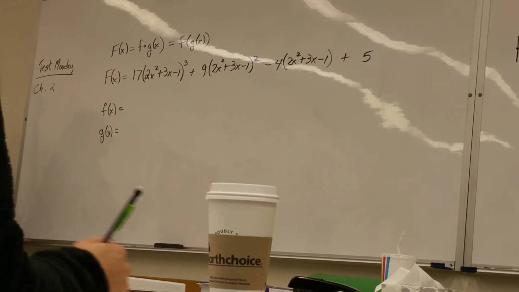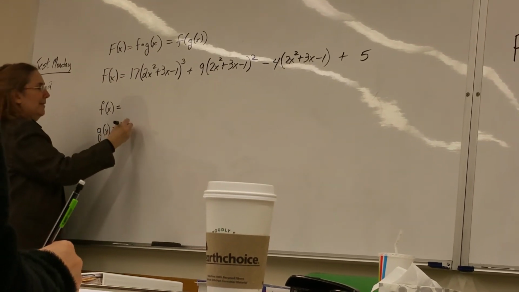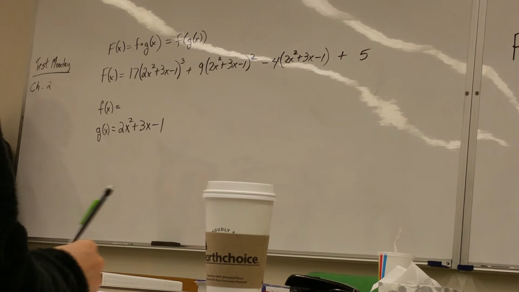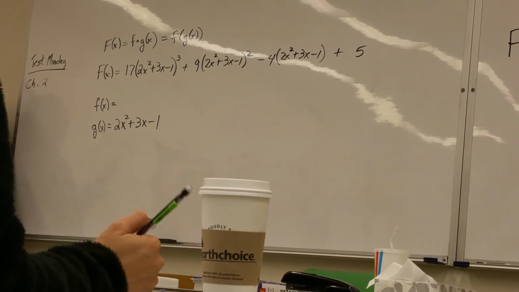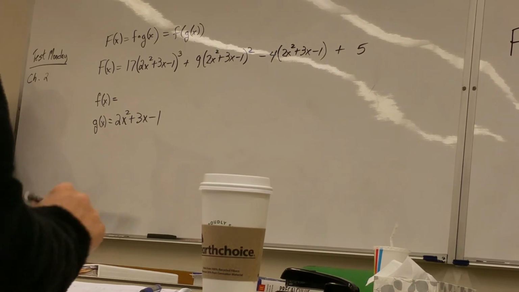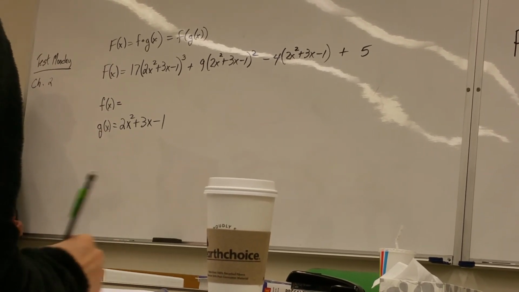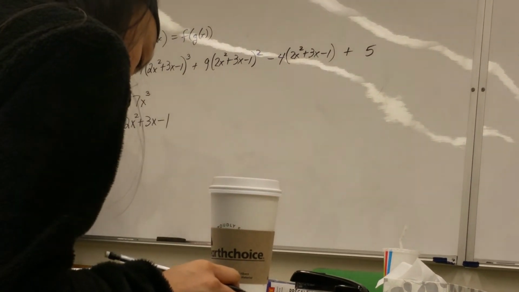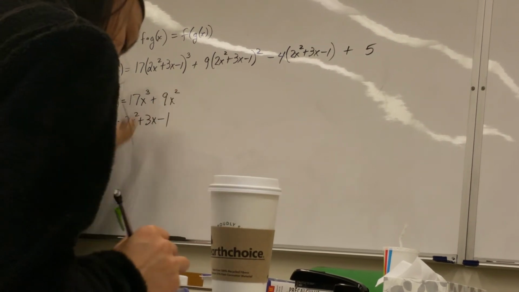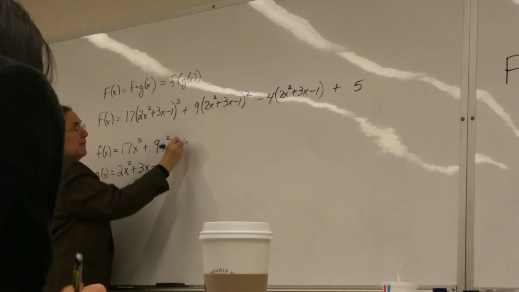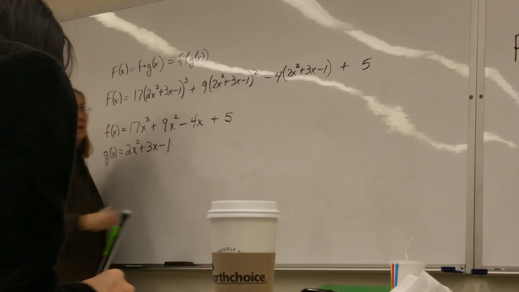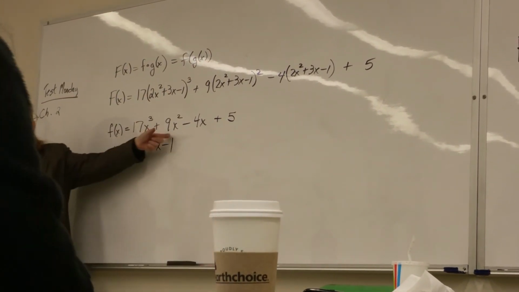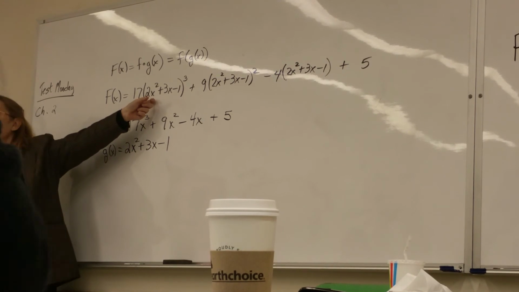g of x is the inside function. What's inside here? 2x squared plus 3x minus 1. So let's call it that quantity. Once I have that quantity figured out, what's f of x? What's the outside function? So 17 times x cubed plus 9 times x squared minus 4 times x plus 5. If I take that quantity and substitute it in for x, do I get this big function? Yes, I do.